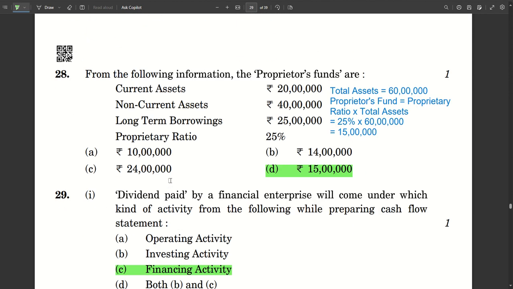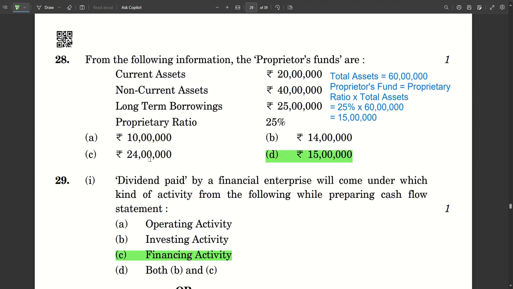Next one, 28. We are required to calculate the proprietor's fund, which is shareholders' fund. We have the current assets, non-current assets, long-term borrowings, and proprietary ratio. Total assets, non-current assets plus current assets, is 60 lakhs. Proprietor's fund is proprietary ratio into the total assets. So 25% of 60 lakhs is 15 lakhs. That's the answer.